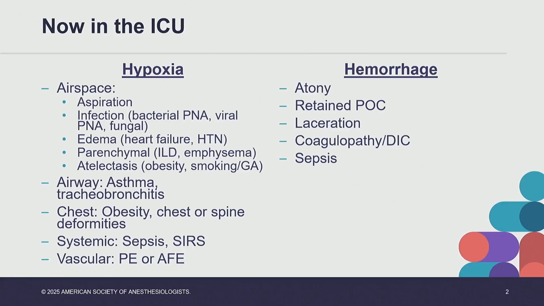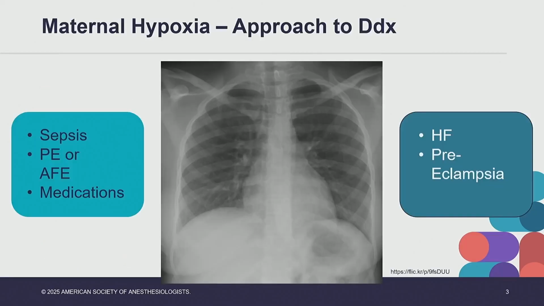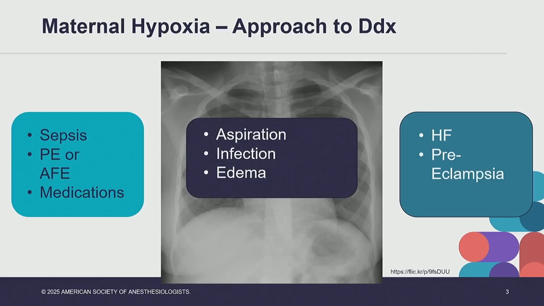And here, the differential diagnosis for hypoxia and hemorrhage are both broad. The hypoxia differential includes airspace disease, includes airway problems, includes systemic syndromes like sepsis. Hemorrhage is definitely atony until proven otherwise in the postpartum setting, but it could be retained products of conception, could be other problems as well. And when we think about maternal hypoxia here, there are things that kind of go into the lung, the systemic symptoms like sepsis, a pulmonary embolism, or medications. There are the things that back up into the lungs, like heart failure and preeclampsia, as we just discussed. There are also all of the interstitial problems like aspiration, as was mentioned, infection, and edema.